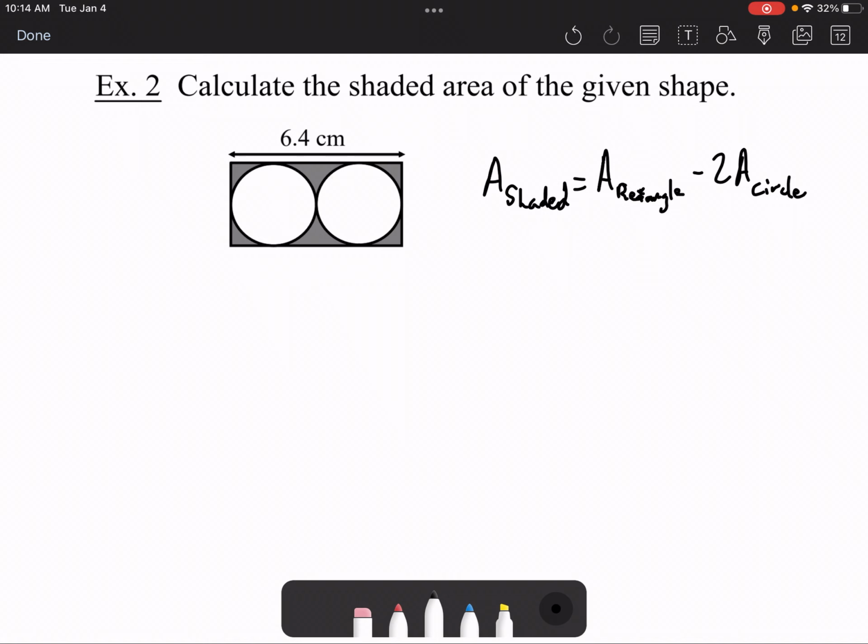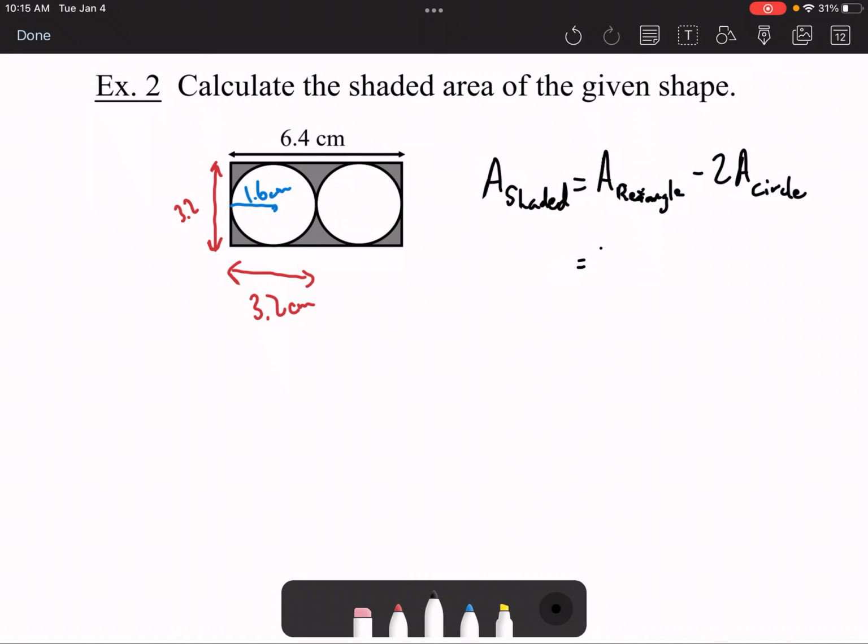Well, in order to figure this out, I need some other lengths here. So because this is two circles, we're going to assume each circle has a diameter of 3.2 centimeters. And that means this length will also be 3.2 centimeters. And that means our radius will be 1.6 centimeters. So now I have enough pieces of information to fill this one out.